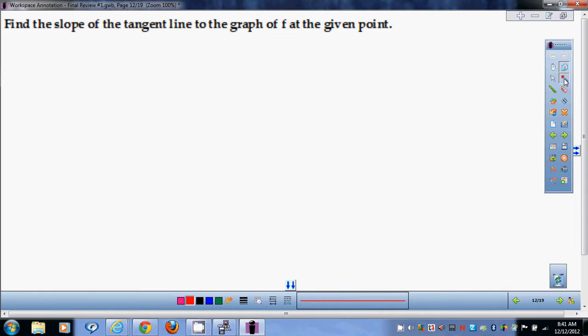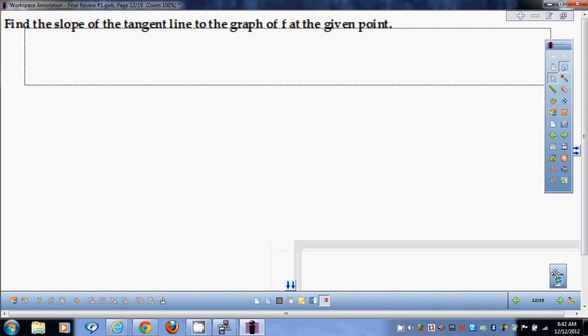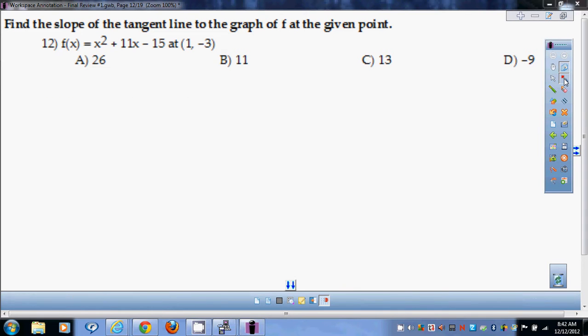Find the slope of the tangent line to the graph of f at the given point. What's this problem going to look like? And what are we going to be asked to do? Find the slope of the tangent line to the graph at the given point. Close, but no. That's exactly what we're going to have to do. Slope of a tangent line is where they give you a function and ask you to find the derivative at a given point. In this case, the point is 1, -3.